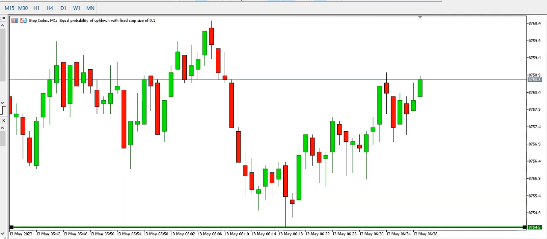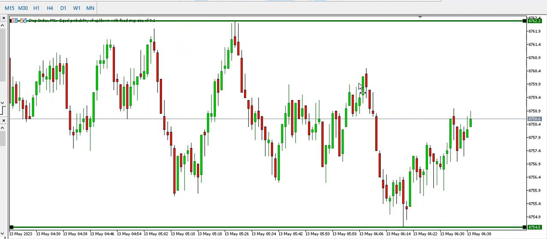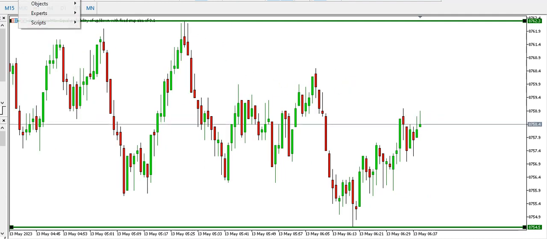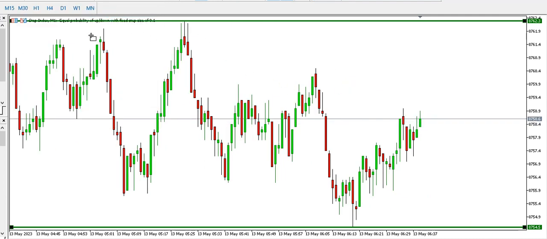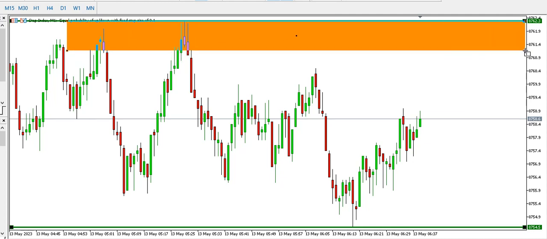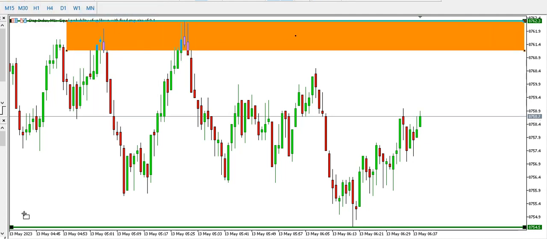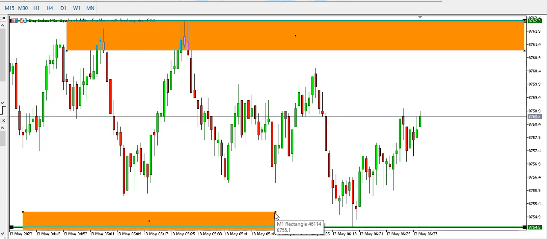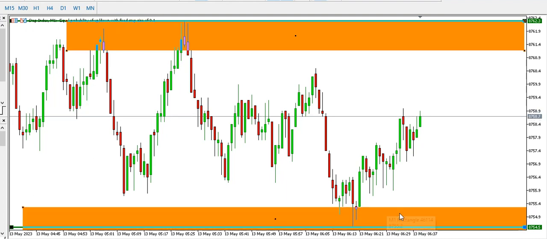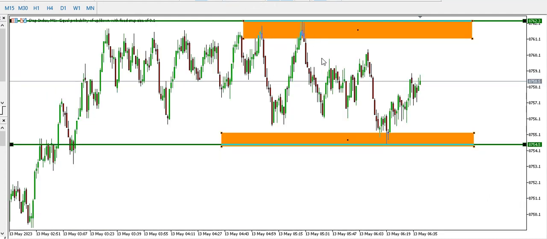On the 1 minute time frame, price is still ranging. So wait for a range breakout on step index before you take a decision. And if you are a range trader, you could just place your buy limit at the range low and your sell limit at the range high, and try to scalp and make some profit. So that's that for this particular video.